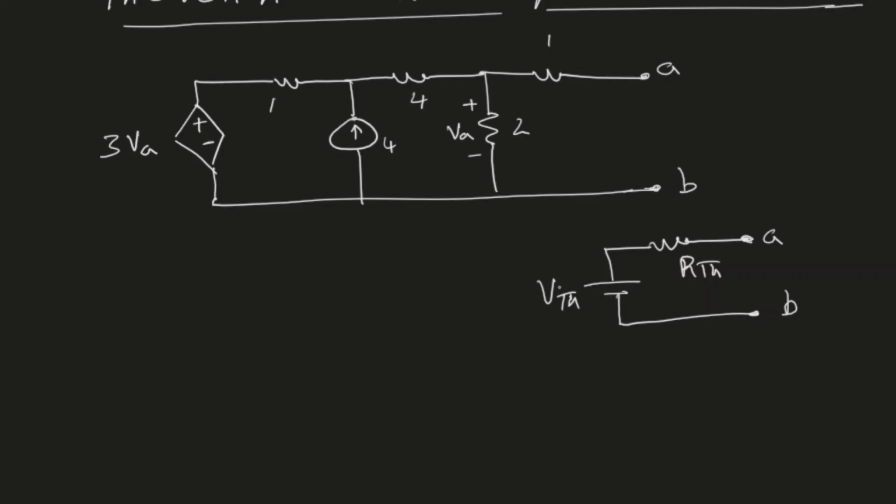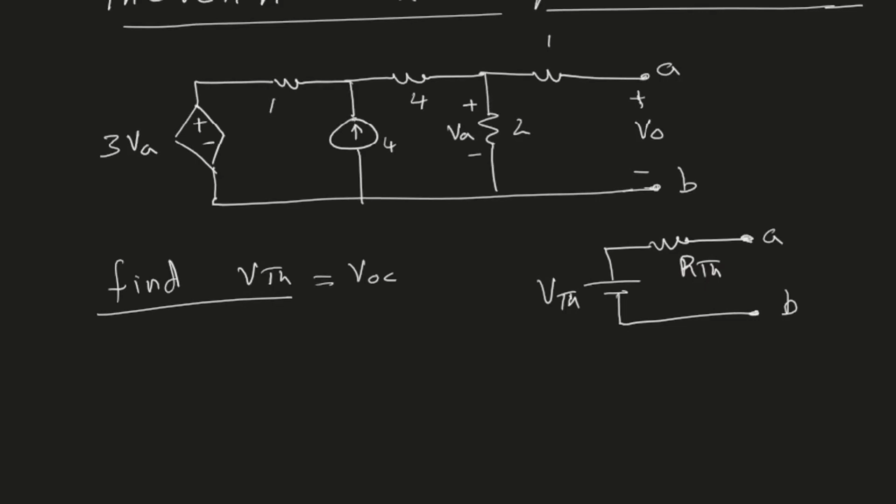So we want to find VTH and RTH. So the first thing we will do is to find VTH, and we know that VTH is equal to the open circuit voltage of our original circuit. So the terminals A and B, we will keep it open. And in this situation, we will find the voltage that is produced over here. So this is called the open circuit voltage. And this open circuit voltage is our Thevenin voltage.